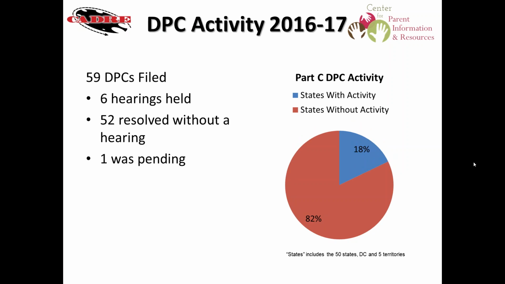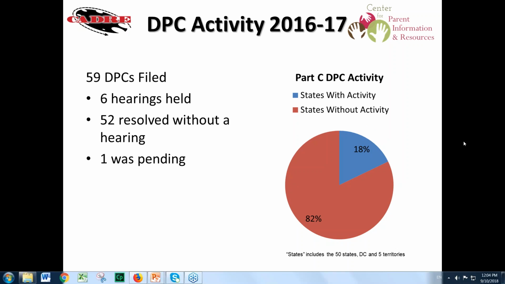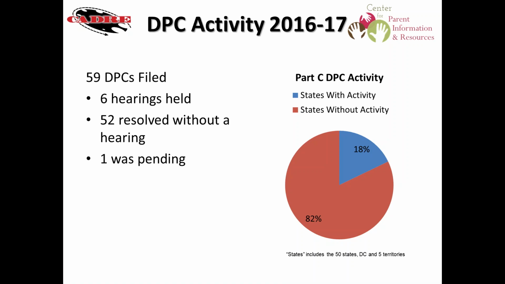In 2016-17, for due process complaints, we saw 59 due process complaints filed nationally, with only 6 hearings held. 52 of the cases were resolved without a hearing. All of the activity took place in only 18% of the states and territories. As you can see, most of the dispute resolution activity occurs in a fraction of the states. And it's not advancing.